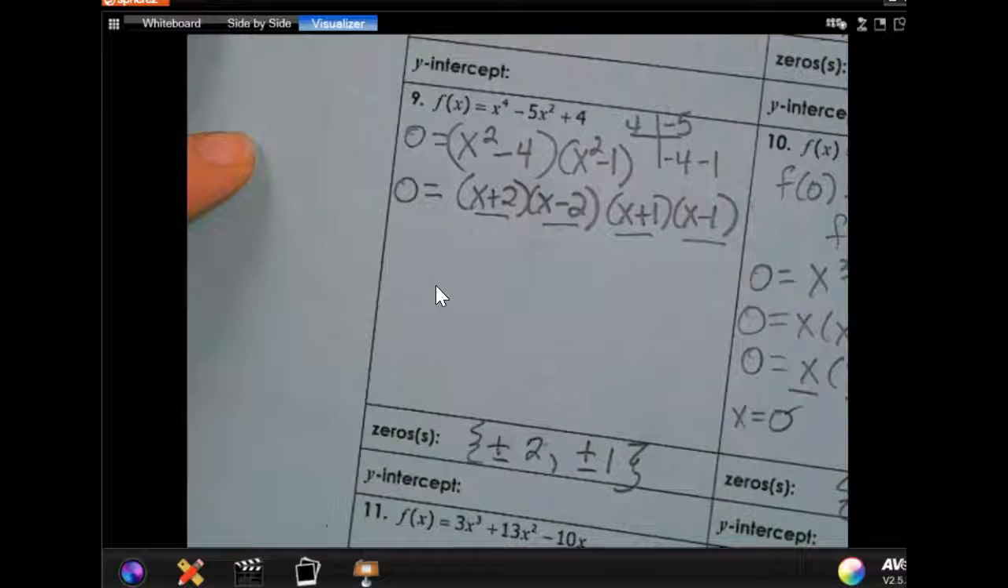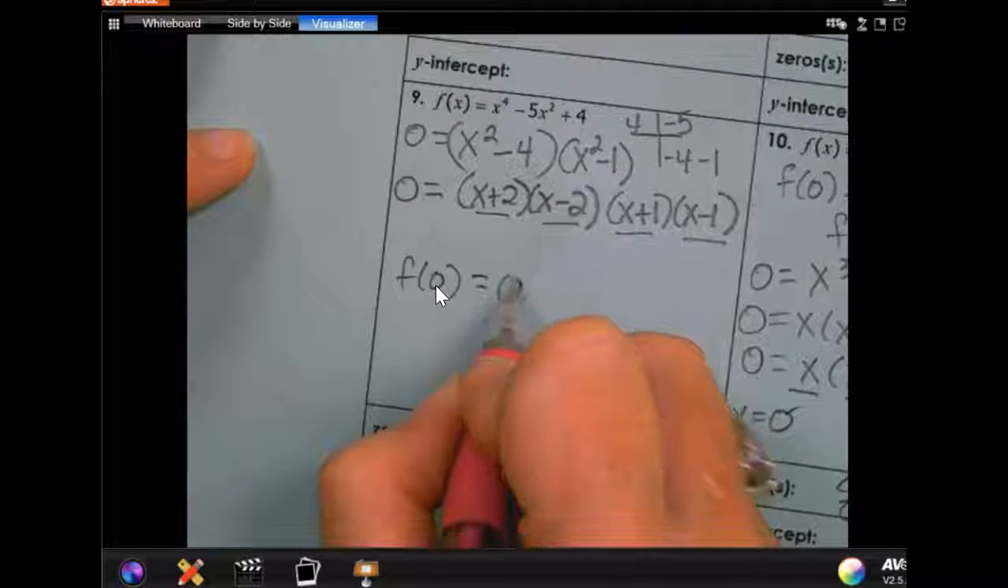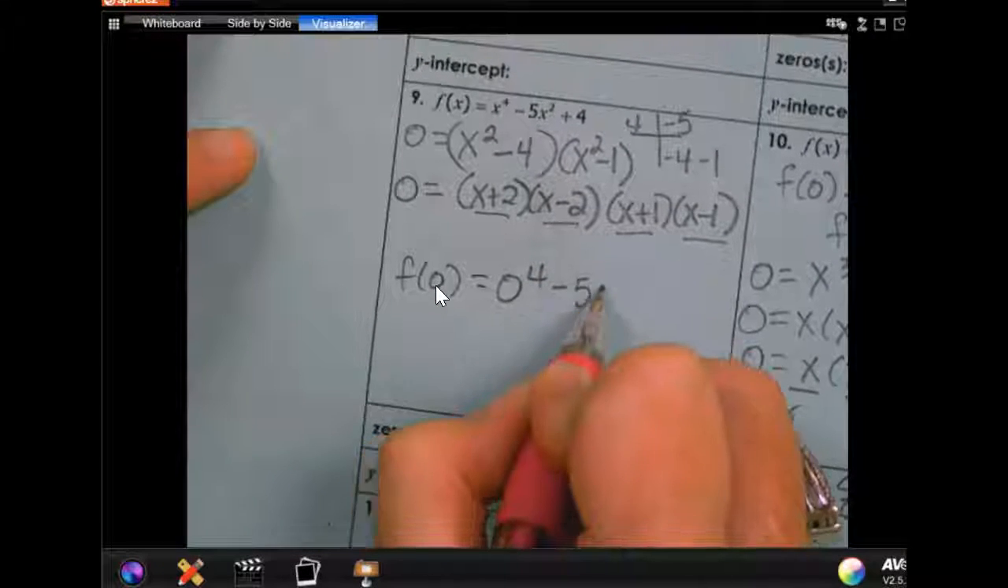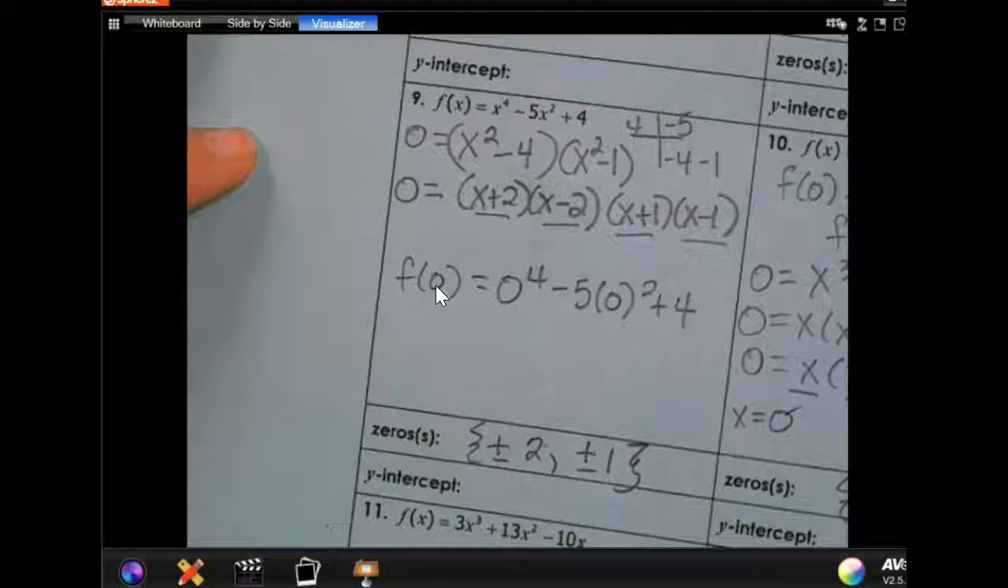And how do I get the y-intercept? Just plug the 0 in. So I get (0, 4).